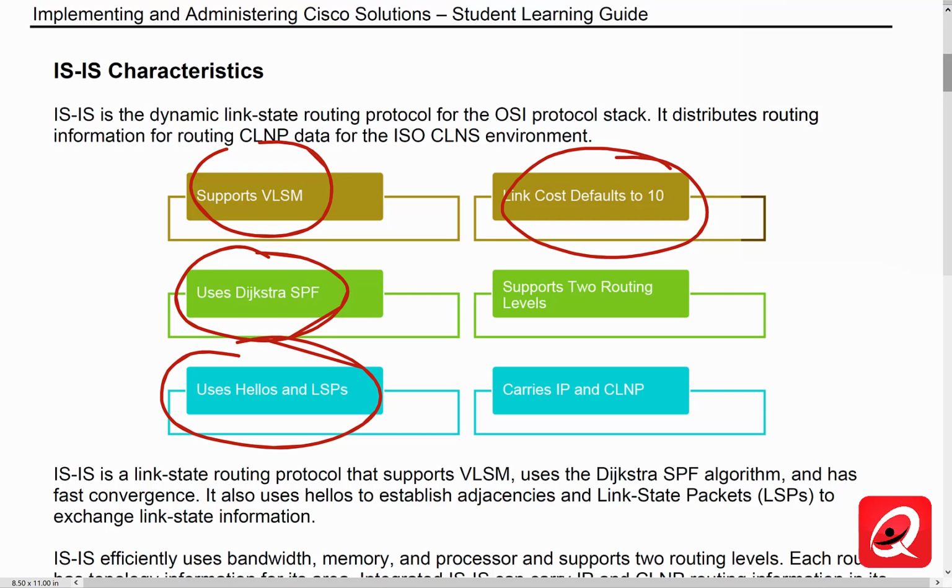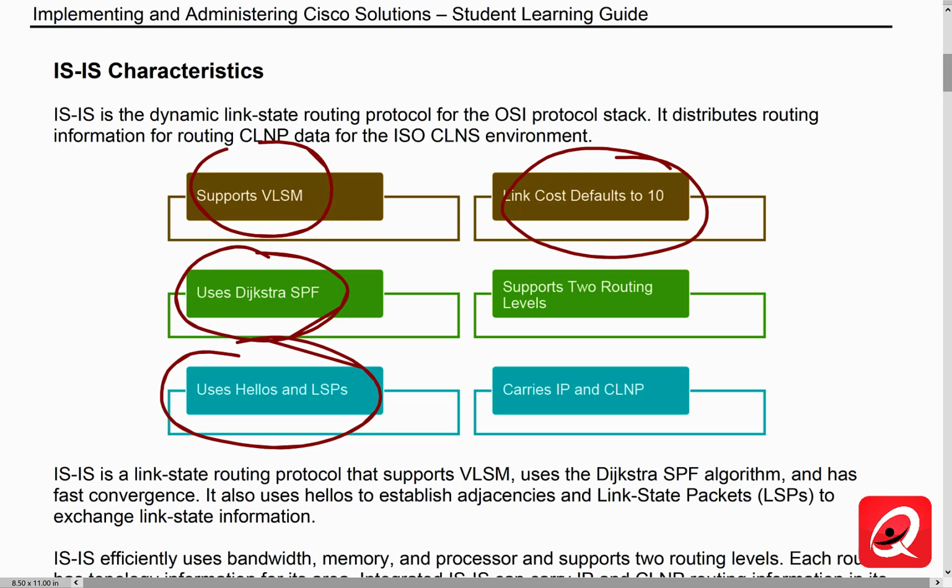ISIS as a link state routing protocol, of course, is very similar to OSPF, and it does provide for the ability to divide the routing domain up into multiple areas. So let's talk about that a little bit.